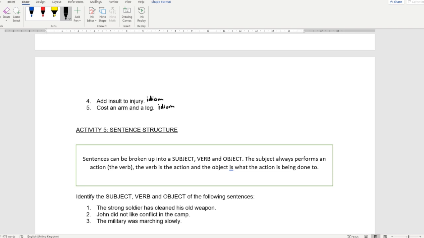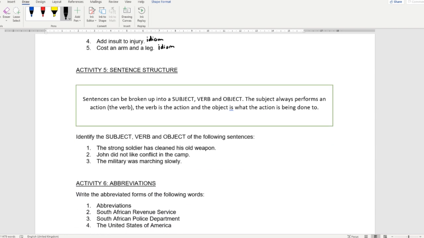Now, activity 5, which is sentence structure. Basically here you have to find the subject, the verb and the object in the different sentences. Now, as we know, subjects and verbs are very easy to find. So let's take the first sentence. The strong soldier has cleaned his old weapon. The verb here is going to be has cleaned. The auxiliary verb will be included into the verb. Who is doing this action? It is the strong soldier, which becomes my subject. There we go. And he is interacting with his old weapon, which makes that the object.